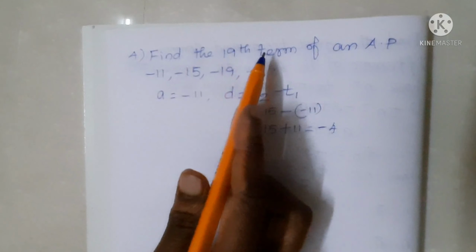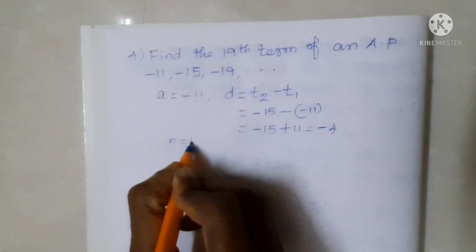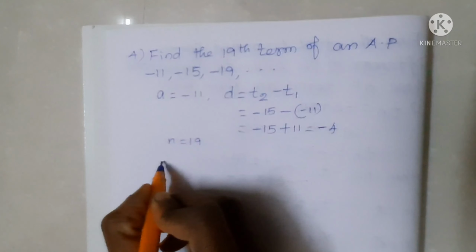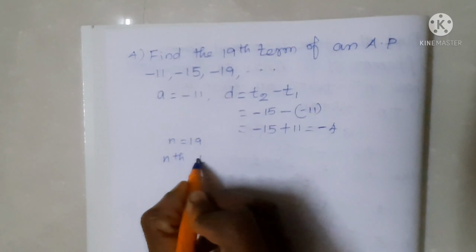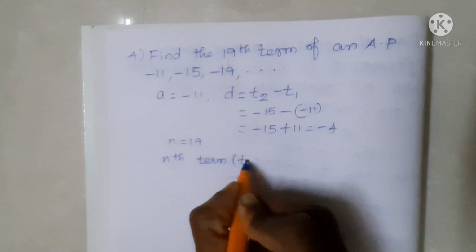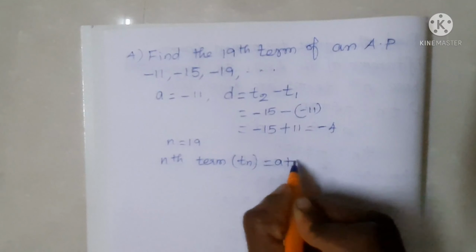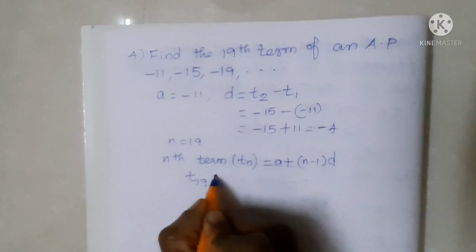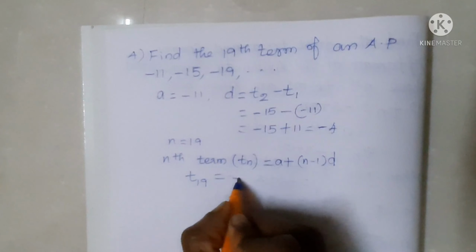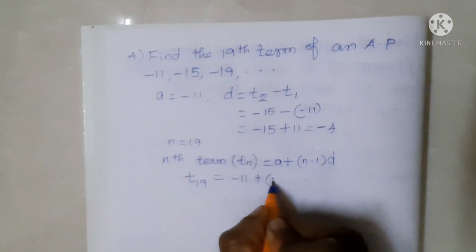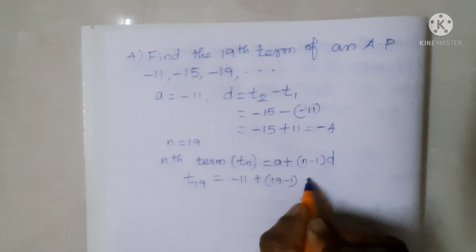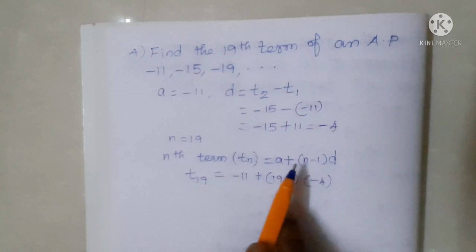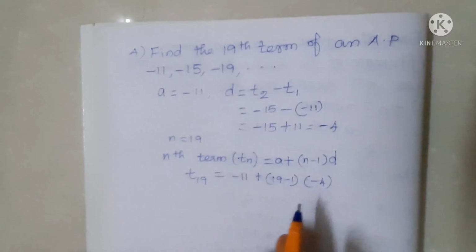After that, find the 19th term. So n is equal to 19, it is given. So we know the formula for the nth term, Tn is equal to A plus n minus 1 into D. So T19 is equal to A, that is minus 11, plus n minus 1, 19 minus 1, into minus 4. What is A, n, D? All the values you know. All the values you substitute in this formula.